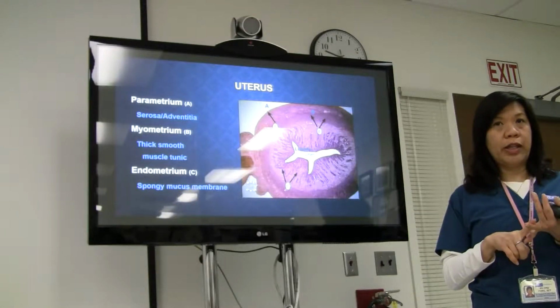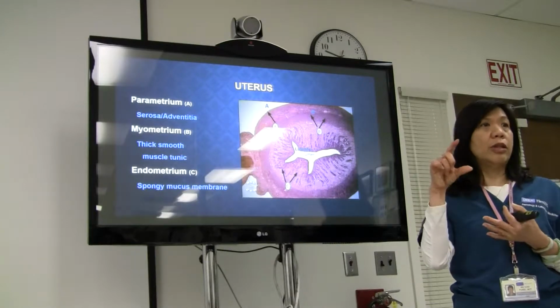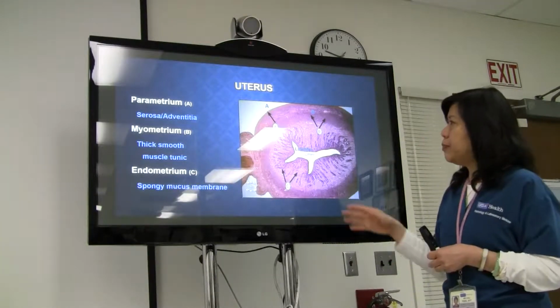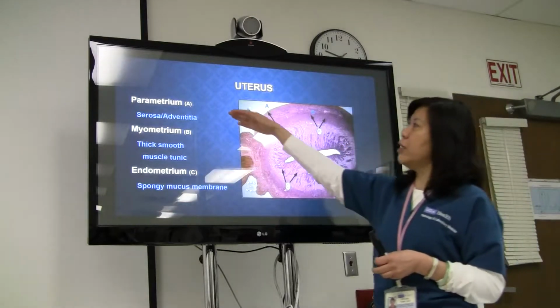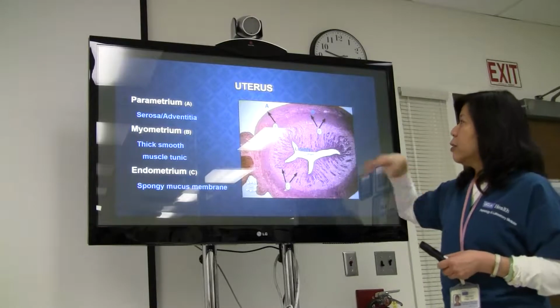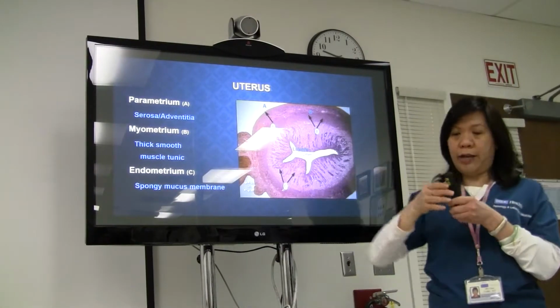Non-stratified squamous epithelium. And then the endocervix is lined by endocervical cells, the columnar-shaped cells. That's all you need to remember. Okay? So in the uterus, again, there are different kinds of layers: parametrium, myometrium, and endometrium. The myometrium is the muscle layer, the smooth muscle layer.